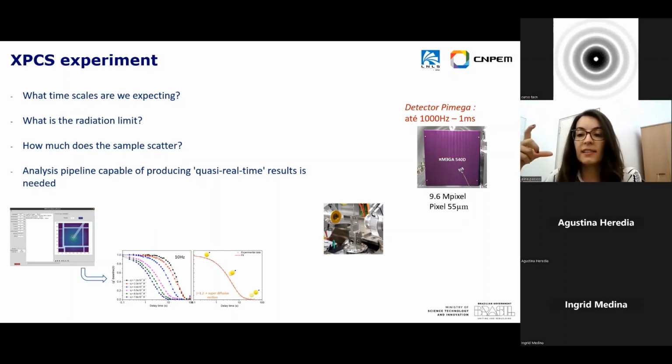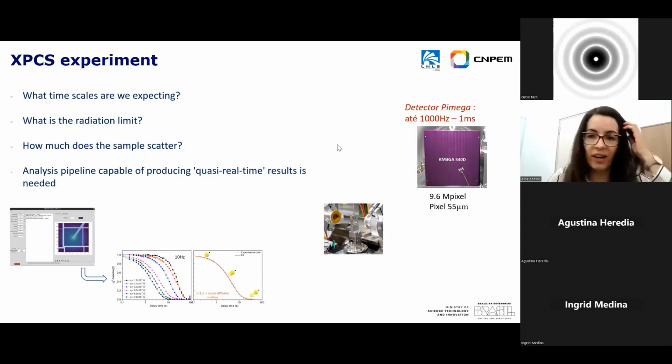This whole data, it's like 36 gigabytes in 1 second. So we are talking about big data. We produce a pipeline that allows us to deal with this big data, reduce it, and show a result. It's a bit of a challenge, but we are working on this, and we already have these tools. So when we come to the beamline, we'll be able to see the results.